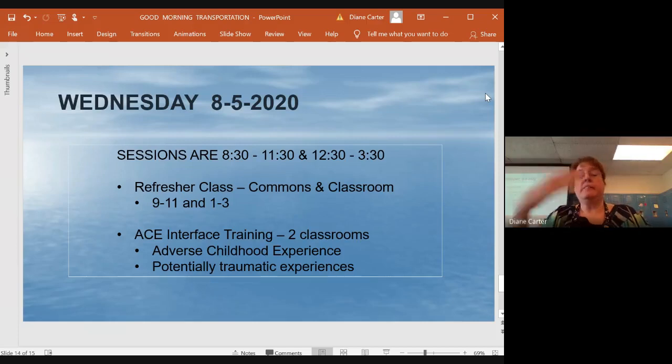The other 60-some people that are going to be at the meetings in the morning, this includes all of the associates that are coming unless you've talked to me previously, and all of the drivers are coming unless you've talked to me previously about not being there. If you're not in the morning refresher class, then you are going to be in what's called an ACE class. It's an ACE interface training.